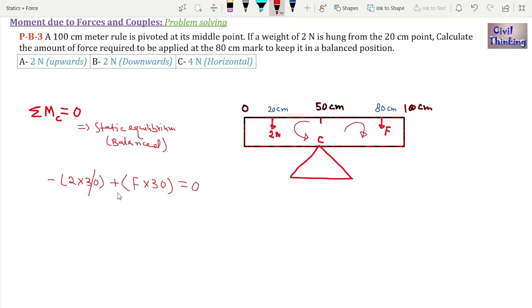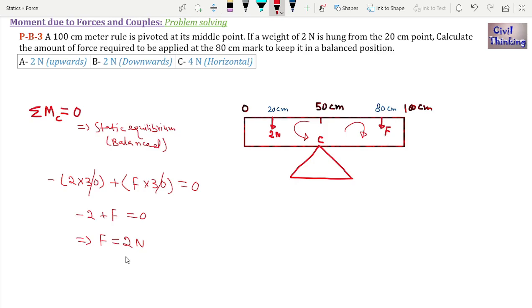Now 30 and 30 will cancel out. So we are left with minus 2 plus F is equal to 0. When we simplify this, we will get F equal to 2, and this is in Newton, right? So we get a positive value of F, 2 Newton. It means if it was minus 2, that would have meant that F is not downwards, it is upwards. When we get a positive value of F, it means our assumed downward direction is correct.